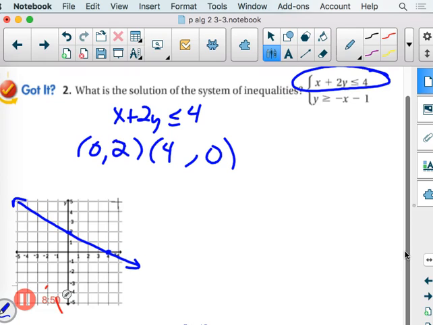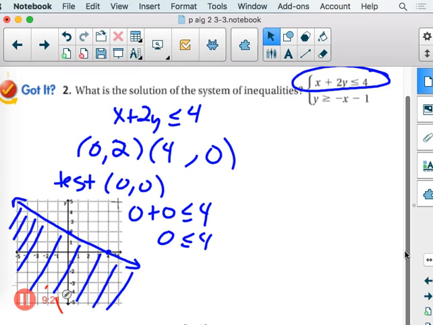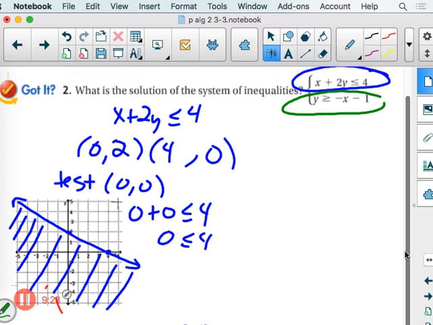How do we figure out where to shade the standard form? Test a point. Can we test 0, 0 on this one? Yeah, it's not on the line. Test 0, 0. So 0 plus 0 is less than or equal to 4. True. Shade down towards 0, 0. Not done yet. One more. So I'm going to change colors.